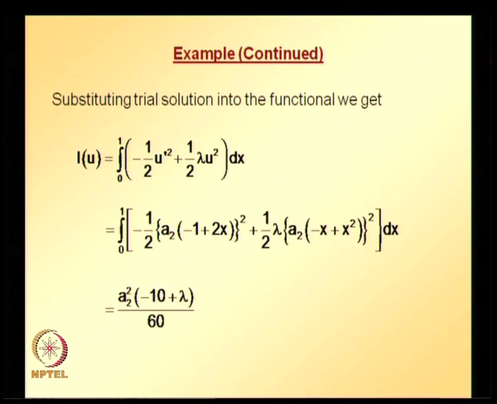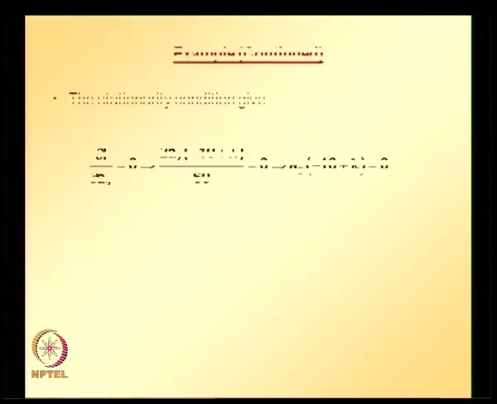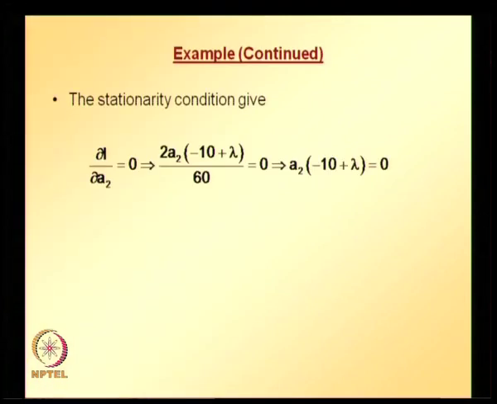The functional becomes a function of only one unknown coefficient, a2, and what is the stationarity condition? The partial derivative of I with respect to a2 is equal to 0. That results in one equation, one unknown. And if you see this equation, a2 times (minus 10 plus lambda) is equal to 0. This is what an eigenvalue problem is.